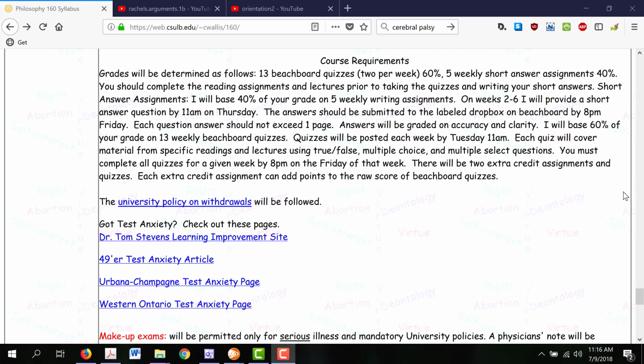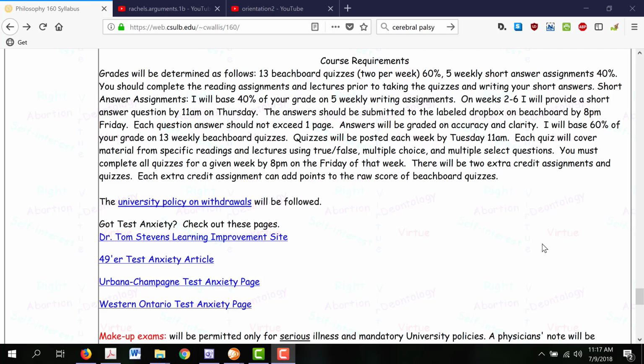Right? So 5 short answer assignments, each about a page long, formatted using one of the major formatting styles, with a bibliography listing all the sources you consulted in writing your answer at the end, and proper citations for quotations. They're well organized, concise, self-contained, and so on. So you should complete the reading assignments and the lectures prior to taking any of the quizzes. Right? So just follow the order that's given to you each week.